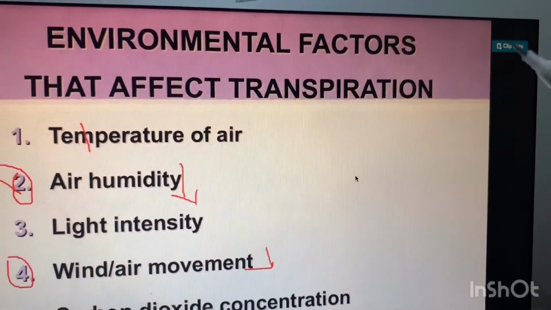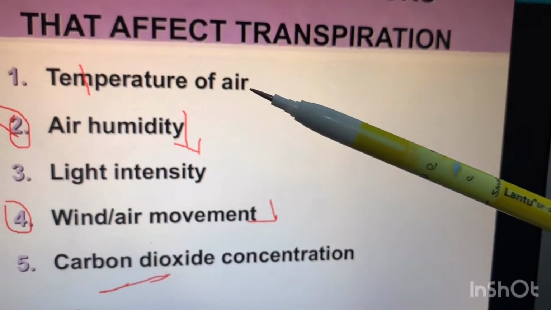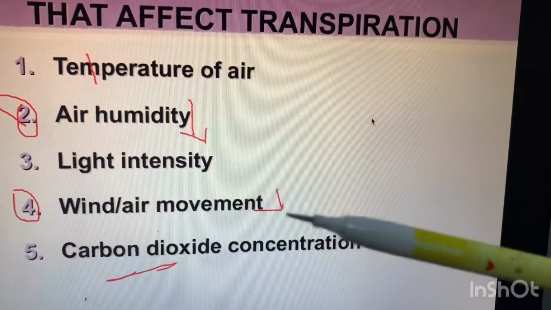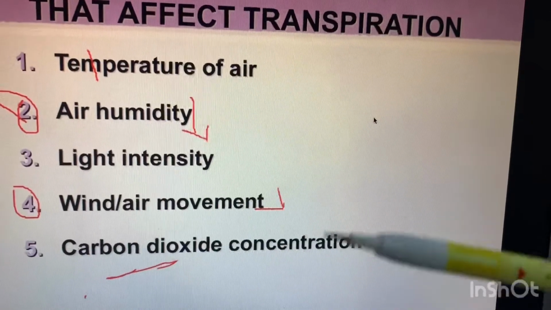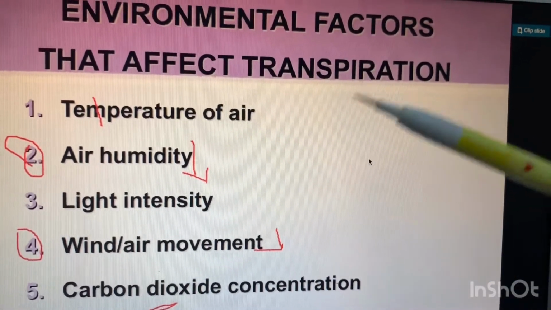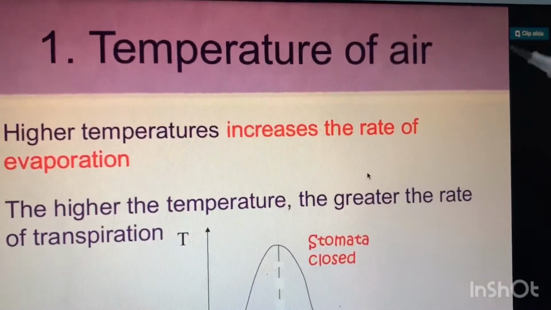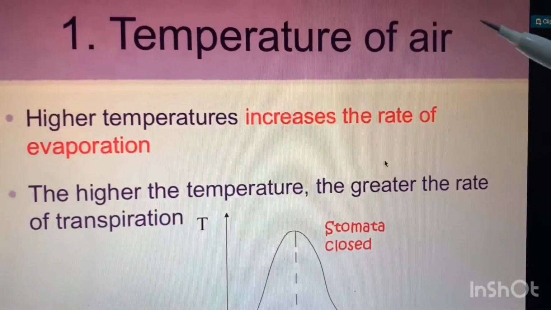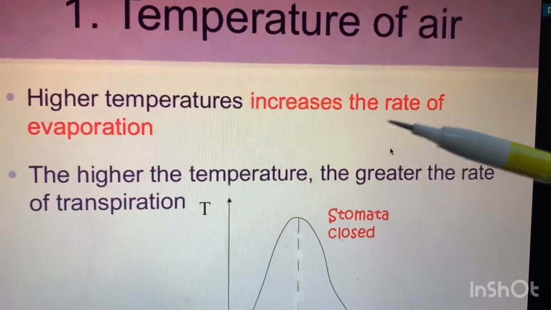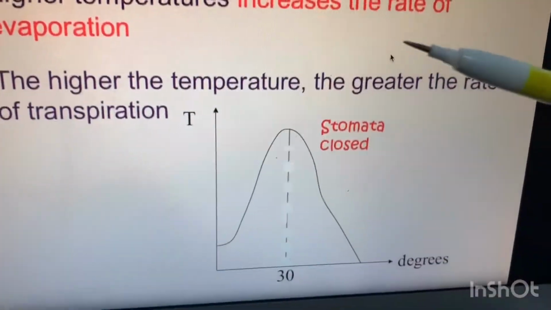Environmental factors that affect transpiration. Number 1 is temperature of air, air humidity, light intensity, wind or the air movement, and carbon dioxide concentration. These 5 factors can affect transpiration. So let's discuss one by one the factors that affect the transpiration. Number 1 is the temperature of air. Higher temperatures increase the rate of evaporation. The higher the temperature, the greater the rate of transpiration.